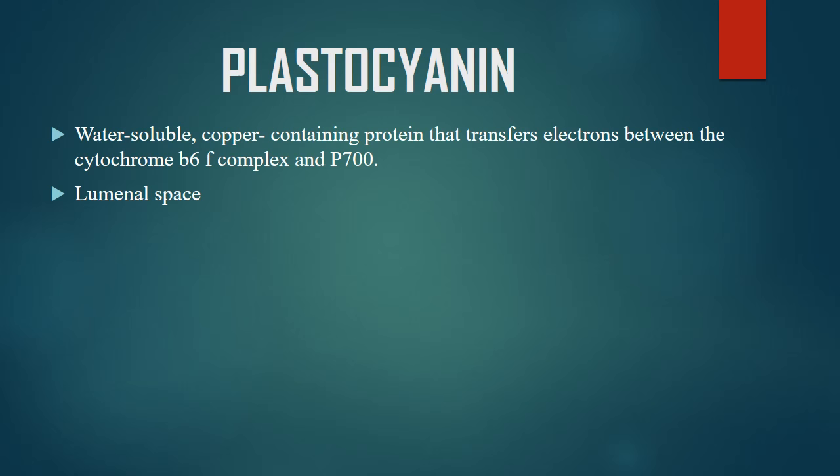Let us discuss the next electron carrier, that is the plastocyanin. Plastocyanin serves as a mobile carrier to connect the two photosystems. Plastocyanin is a small water-soluble copper-containing protein that transfers electrons between the cytochrome B6F complex and P700, that is Photosystem I. The protein is mainly found in the luminal space. Thus, plastocyanin acts as a connection protein between Photosystem II and Photosystem I.